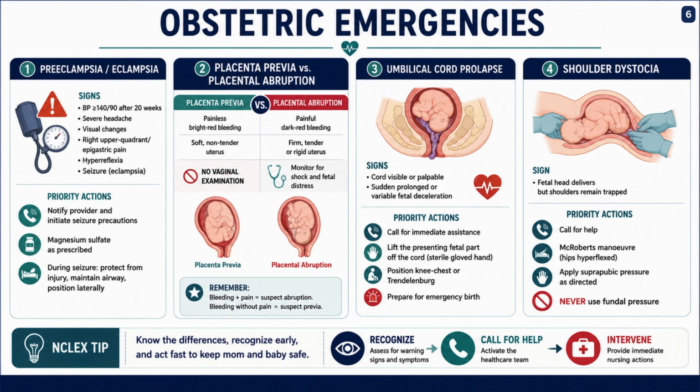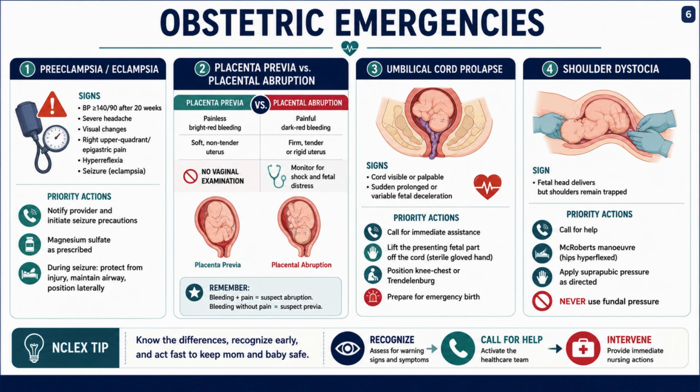Nursing priorities include notifying the healthcare provider, initiating seizure precautions, reducing environmental stimulation, and administering magnesium sulfate as prescribed. During a seizure, protect the patient from injury, maintain the airway, and position them laterally when possible. Preeclampsia can affect the brain, liver, kidneys, and placenta, making early recognition essential.